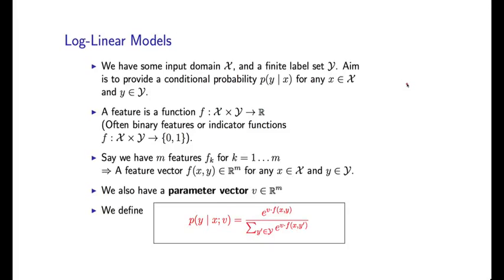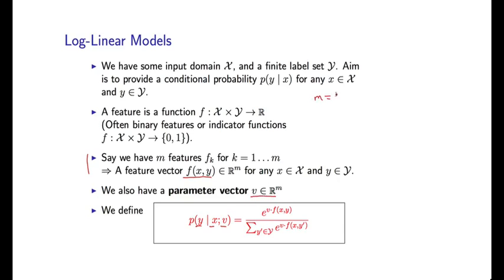So that was a description of a set of potential features in a log linear tagger. This is just a recap on how log linear models take features and produce conditional probability distributions of the form p(y|x) under a parameter vector v. So we've already said that we have features f_k for k equals 1 to m, and this gives us a feature vector. And recall that in log linear models we also assume we have a parameter vector v in R^m.